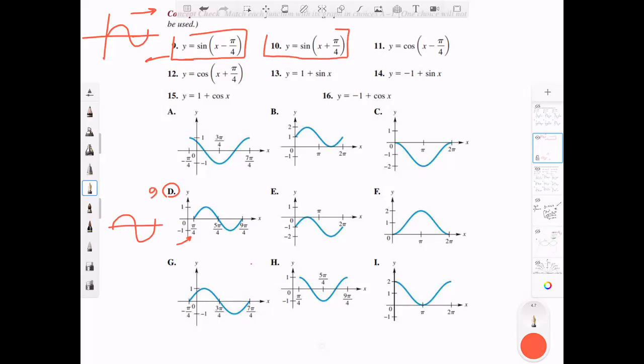Which one is sine of x plus pi over 4? G. G, very good. See how, if you know it, it's super easy. We just shifted pi over 4 to the left. Just remember right and left, minus. Cosine of x minus pi over 4. So cosine starts from 1, correct? It's like this. Minus pi over 4, we have to go to the right because it's minus. So is H the best one for 11?